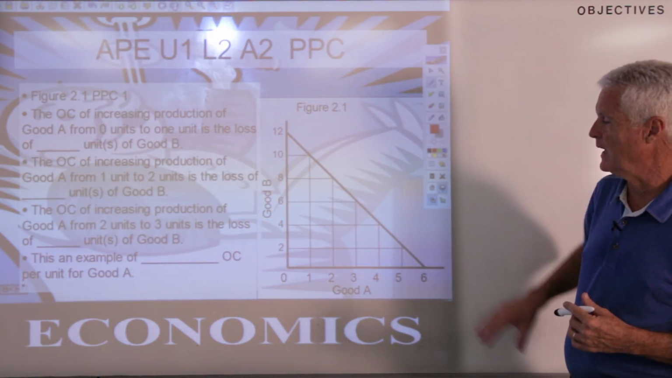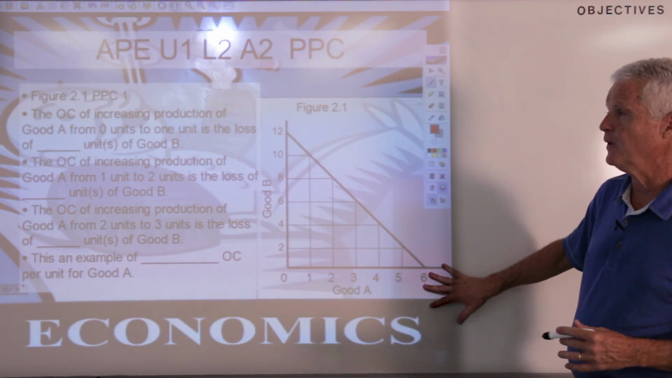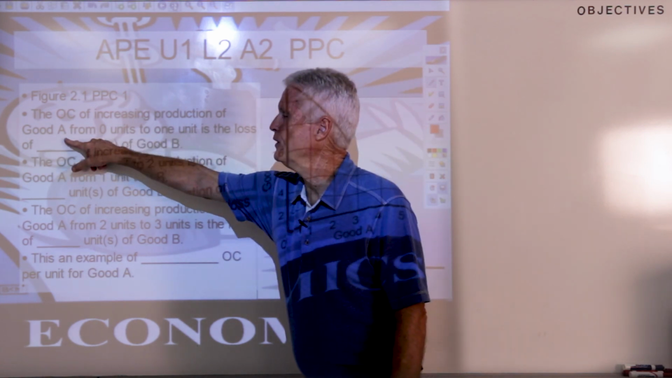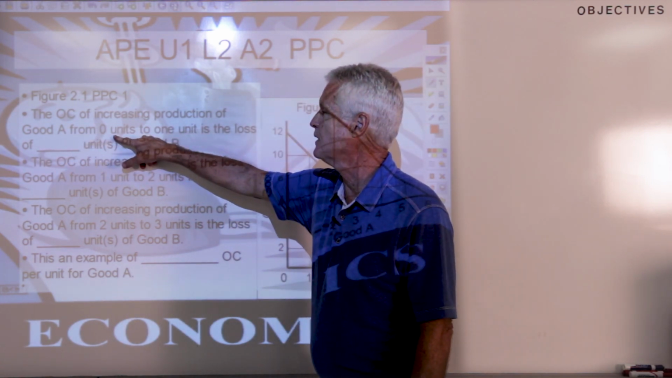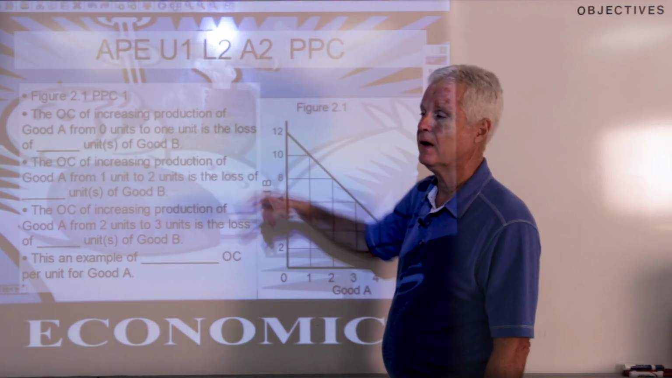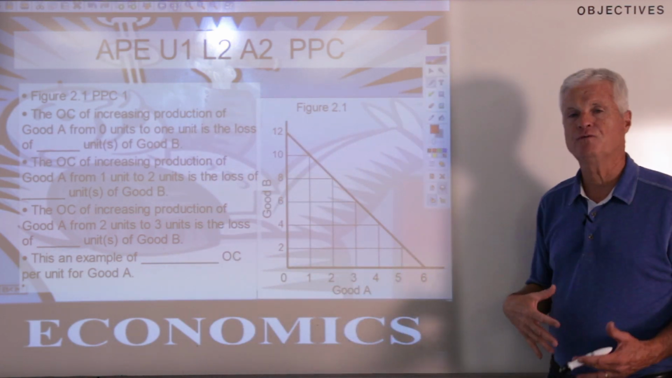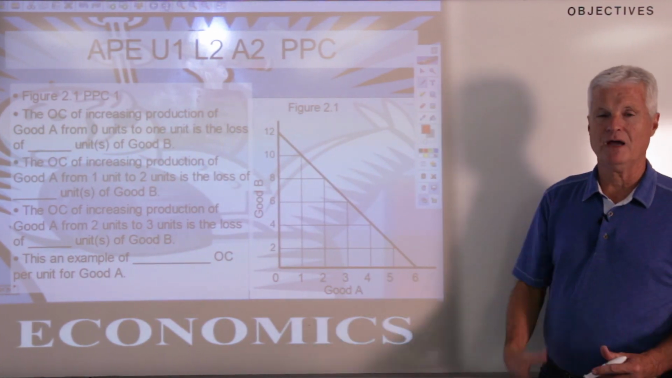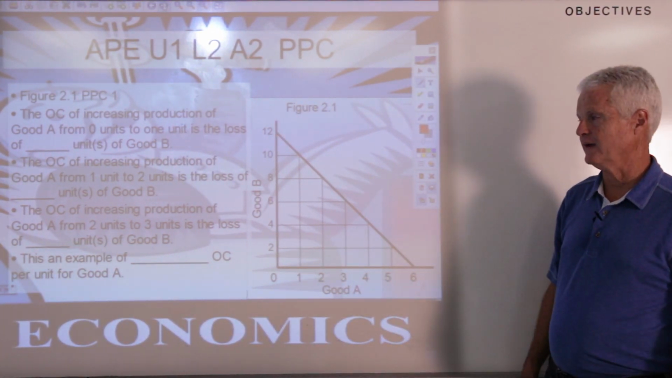Okay, here's a graph. I want you to take a look at it, and we're going to answer these questions. First question, assume good A is producing 0 units, and now we want 1 unit of good A. What do we have to give up for good B? So pause the video, answer that question, and we'll go over it in a second.